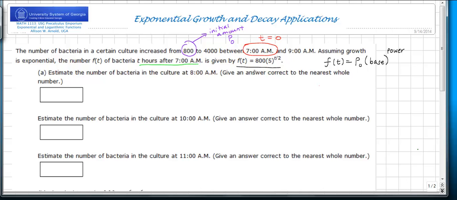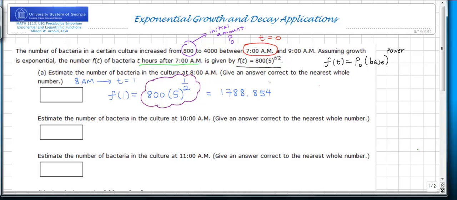All right, it says estimate the number of bacteria at 8 a.m. So the first thing I notice is that 8 a.m. corresponds to time 1 hour. So our calculation is f of 1, which is 800 times 5 to the 1/2 power, which for WebAssign purposes I could actually stop here since the calc pad appears, or I could do the calculation. If I do the calculation, this is approximately how many bacteria we have, accurate to 3 decimal places.